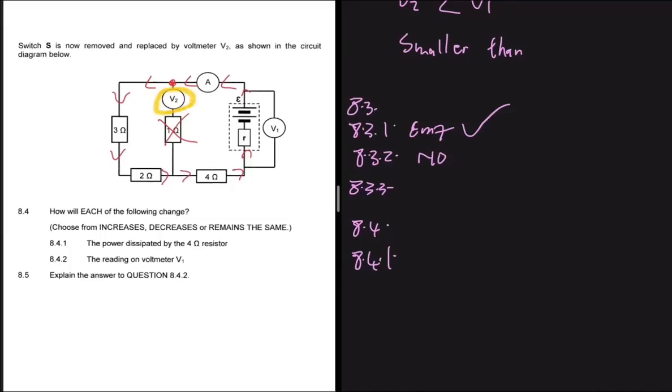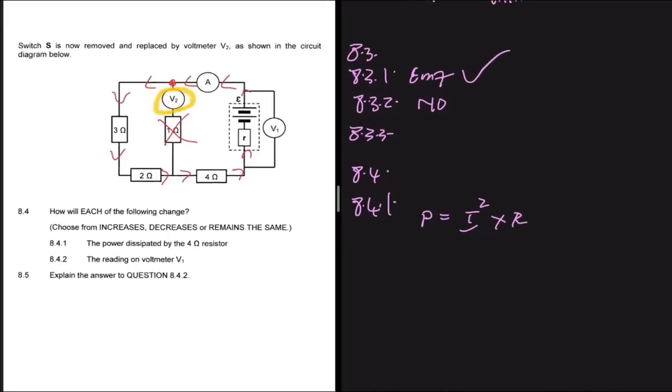8.4.1 says, how will each of the following change the power dissipated by the 4 ohm resistor, right? So here you have to be very careful, because there's 3 equations for power in electric circuits. So I'm gonna use P is equals to I squared multiplied by R, because if I use a formula that has V, then I have to calculate V for when we had the switch S, and then calculate V for when we don't have a switch S, right? And that's just too much work. So I'm just gonna take power as I squared multiplied by R. This just makes our life extremely easy.